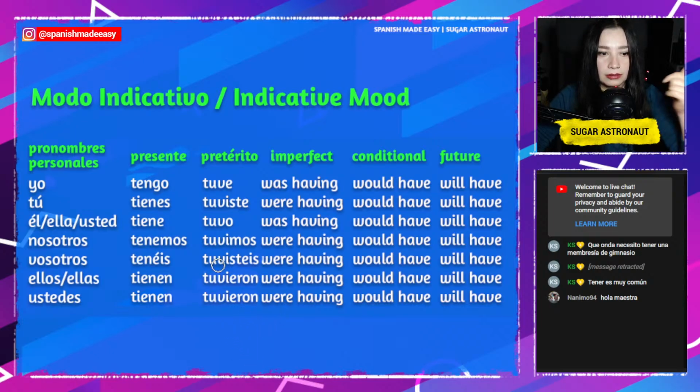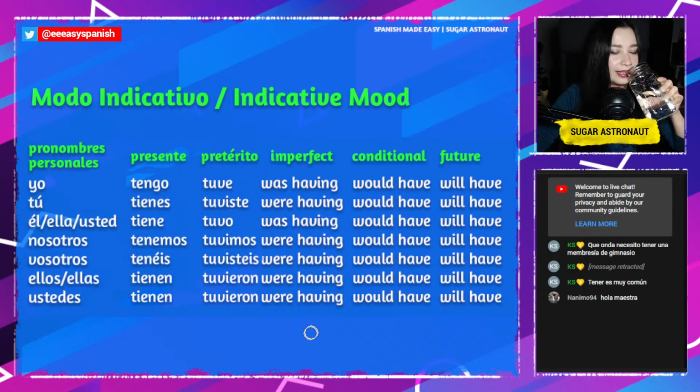So, that's past tense, okay? Pretérito tense. Yo tuve, I had. Tú tuviste, you had. Él, ella, usted tuvo, he, she, you had. Nosotros tuvimos, we had. Vosotros tuvisteis, you had. Ellos or ellas tuvieron, they had. Ustedes tuvieron, you had. That was pretérito tense.